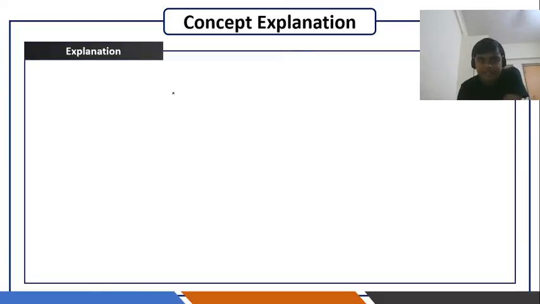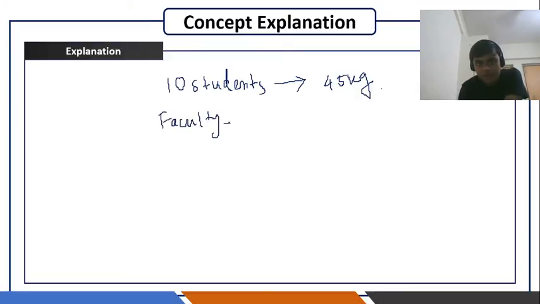The question is, in a class there are total 10 students, and the average weight of the 10 students is 45 kg. When the weight of the faculty is added with the weight of the 10 students, then the average weight became 46 kg. So find out the weight of the faculty.